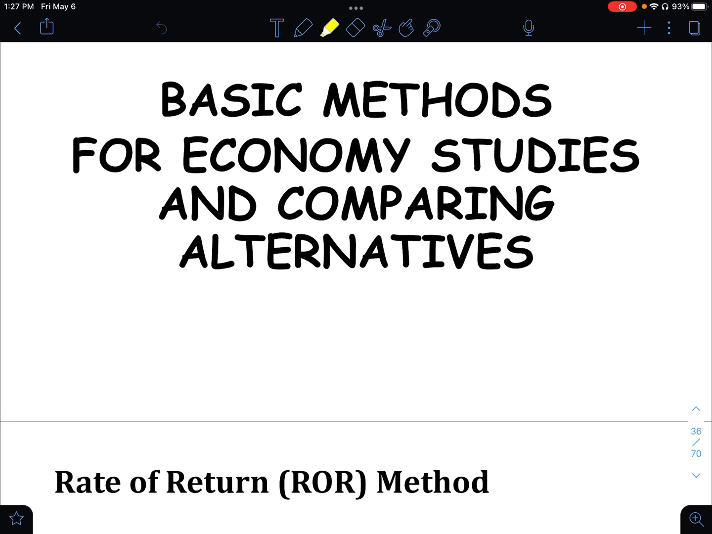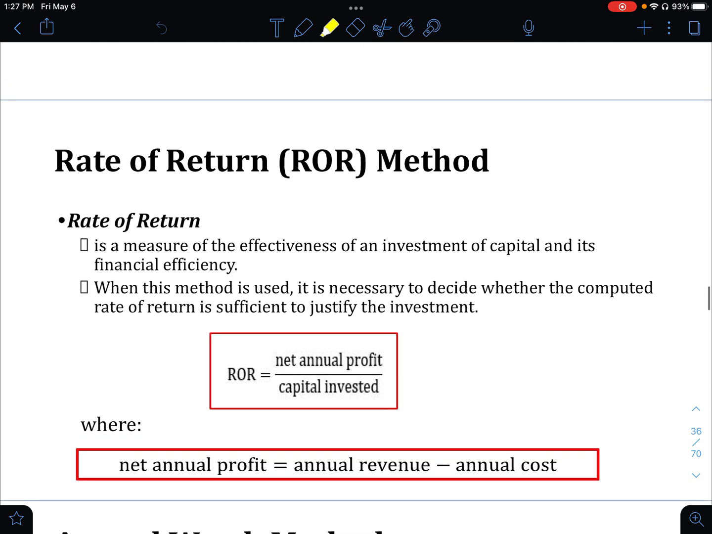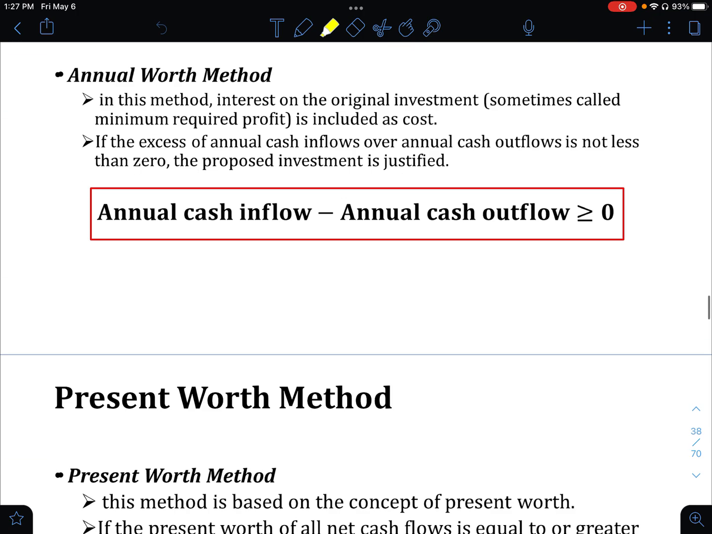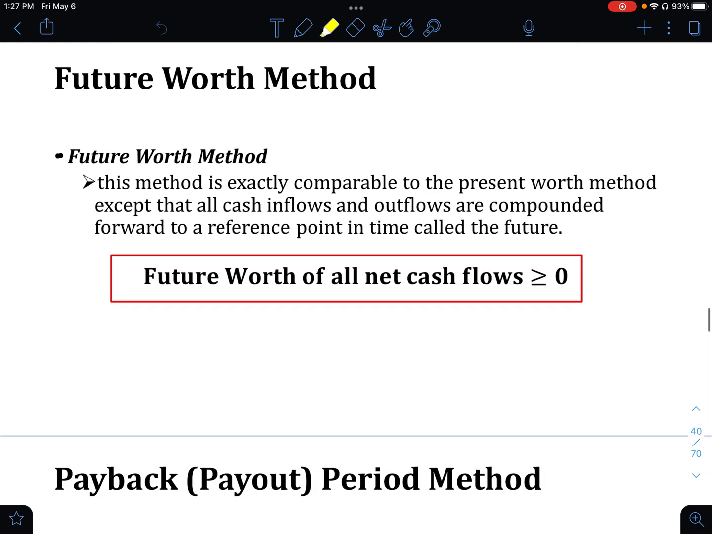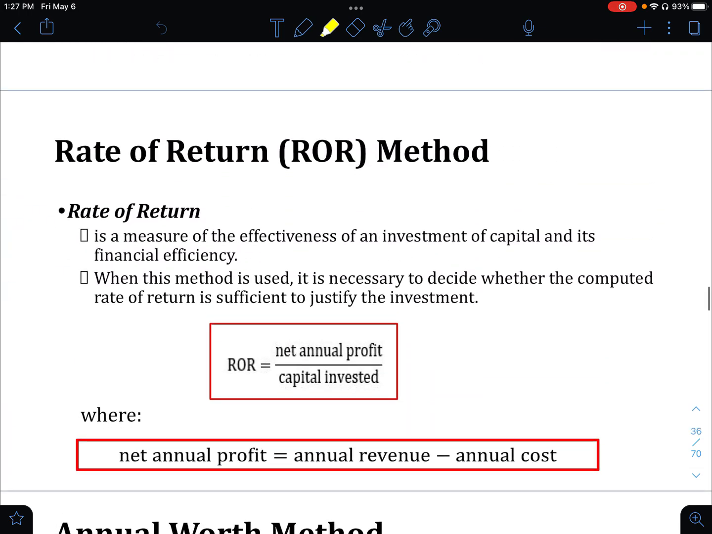Alright, so here is the continuation for the basic methods for economy studies and comparing alternatives. So for the first topic, we will see the rate of return, the annual worth, the present worth, the future worth, and the payback period method. So we will see how a problem is computed with each of the following examples.